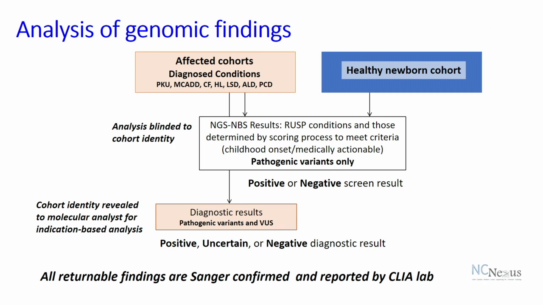We did this analysis blinded to the cohort identity so that we wouldn't know whether the patient was from the metabolic or the hearing loss cohort or was just a healthy newborn, and this was to give us a test of how well our analysis would do at actually predicting disease. We then had a secondary analysis for the patients who were in the affected cohorts, where we then looked in light of their phenotype to see if we could identify a diagnostic result.